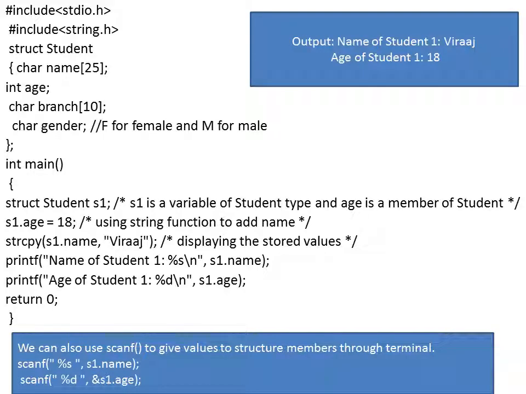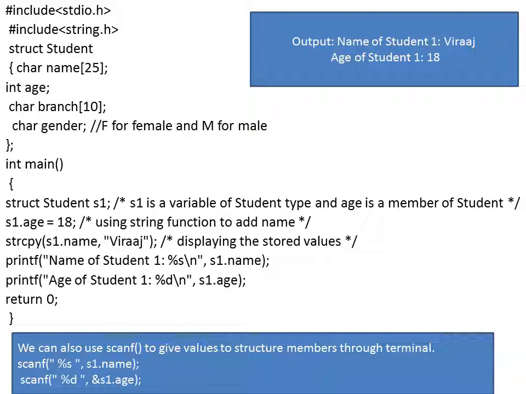Now this is the example program to make you understand the basic concept of structures. In this, struct student is defined with four members: name, age, branch and gender. In the main function you are creating one variable of struct student type, struct student s1. Now you want to assign a value to the age member of s1, so you will use s1.age = 18.